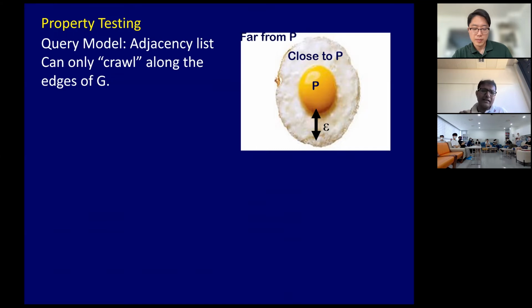So you can sample a whole bunch of random initial vertices, and you can do breadth first searches, depth first searches, or you can just do plain old random walks. That's how we explore the graph. And now let me describe what this epsilon really means here.